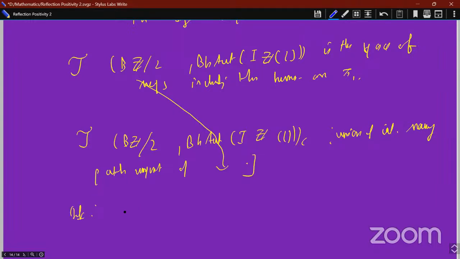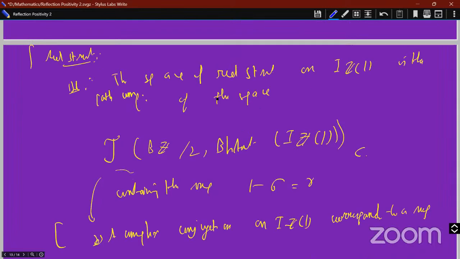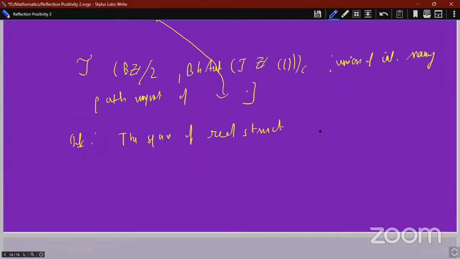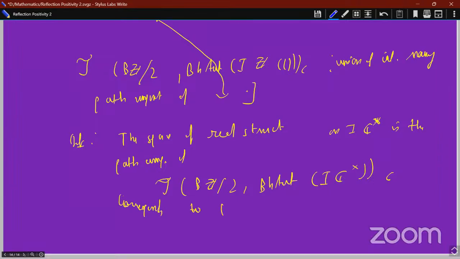So okay, it's another definition. So now real structures in the character dual. The space of the real structures. So we saw what the space of real structures in the Anderson dual was. And we'll define the space of real structures in the character dual in terms of that. Here's the path component corresponding to the space of real structures.